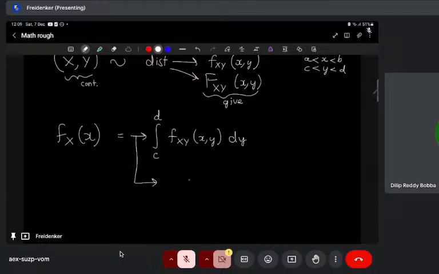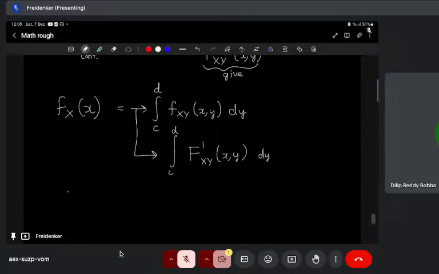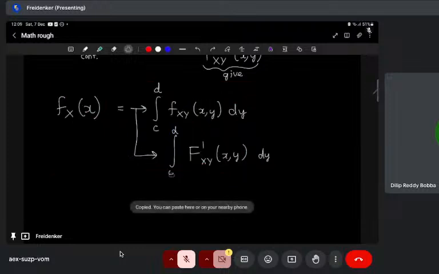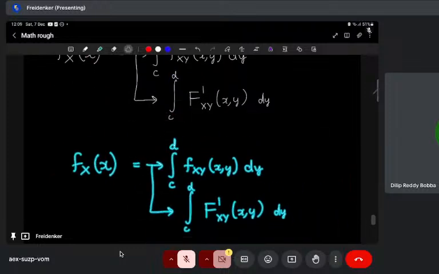If CDF is given, then it's the same story, but what is going to happen is, I'll just write it once again. You just differentiate your CDF to get your PDF, and then it's the same story. This is your PDF now. You integrate it. You'll get your marginal of x. Same as the story with marginal of y. So how is it the same story?